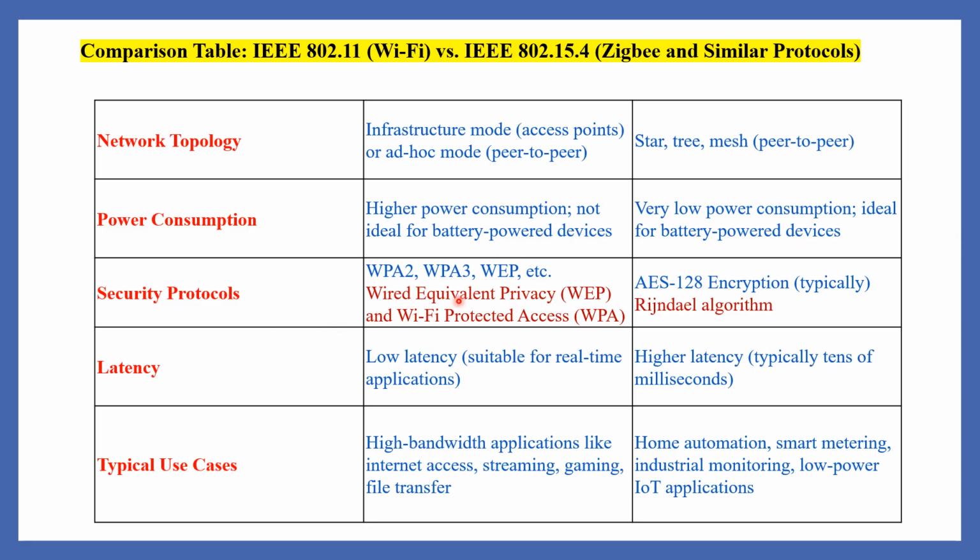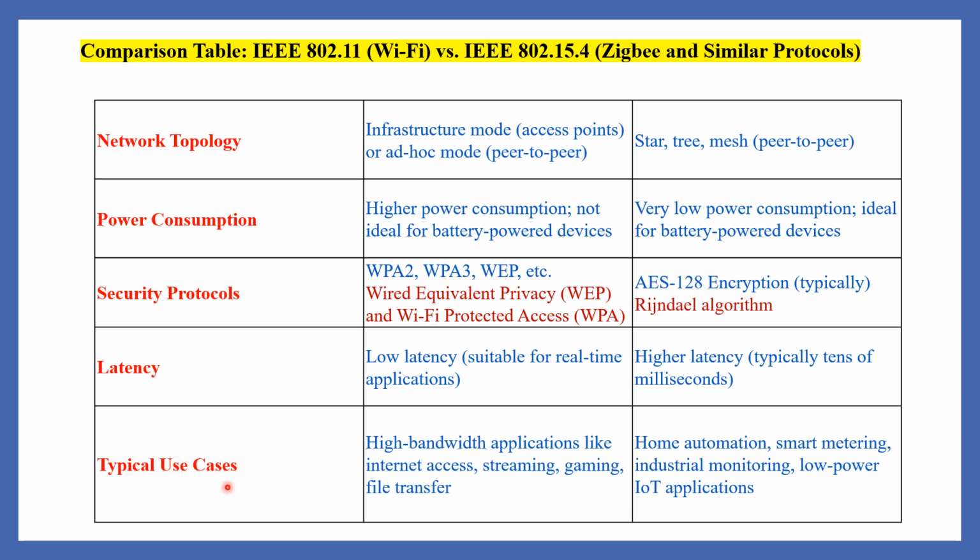Here the security protocol is Wired Equivalent Privacy being used, and for Wi-Fi, Wi-Fi Protected Access versions 2 and 3 are being used under 802.11. When it comes to 802.15.4, it is AES, the Advanced Encryption Standard, whose 128-bit security is being used, and here 256 is also being used. Okay, latency: when it comes to Wi-Fi, low latency. When it comes to WSN, higher latency is being provided.